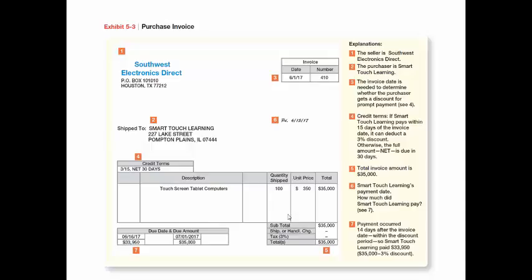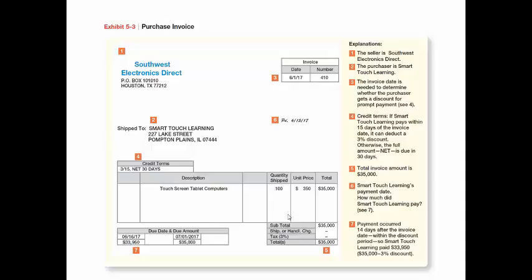Now let's start up in the upper left corner with number 1. That's your vendor, Southwest Electronics. Number 2, you're the customer, Smart Touch Learning. Number 3 is the invoice date and the invoice number. And those are critical from a control perspective in a business, because you're going to key those into a computer system. And most computer systems will not allow you to pay an invoice twice with the same date and the same invoice number. That's a control mechanism.